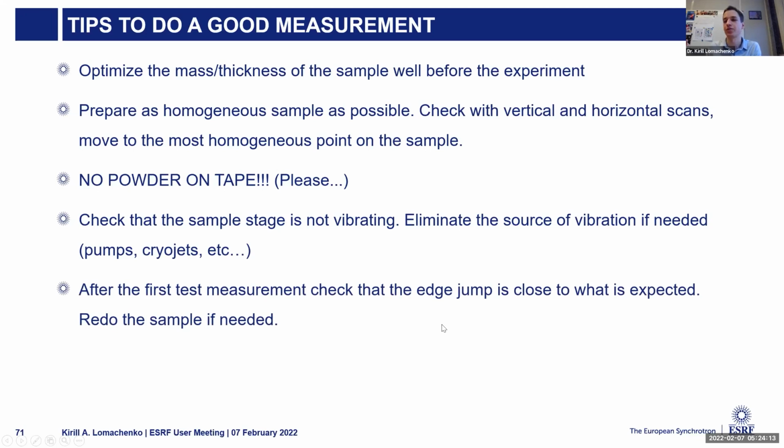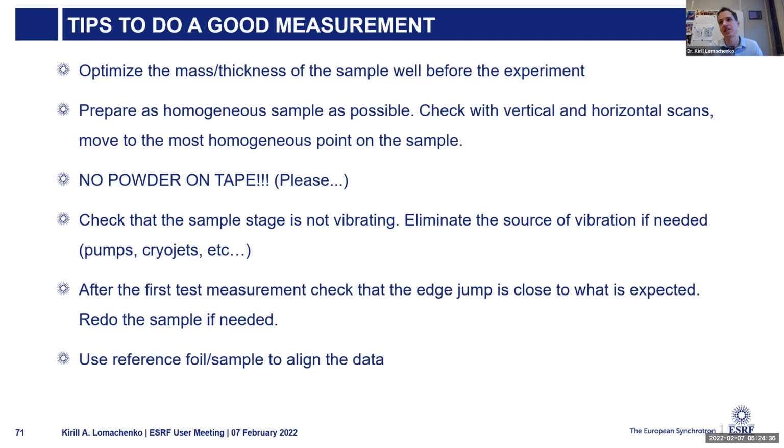Check whether the edge jump is what you expect from the calculations, because if it's not, maybe the synthesis went wrong and the actual amount of the absorbing species in your sample is different from what you think it is. Then maybe you should redo the sample to get a better measurement. Then of course use reference foil or reference samples to align the data.